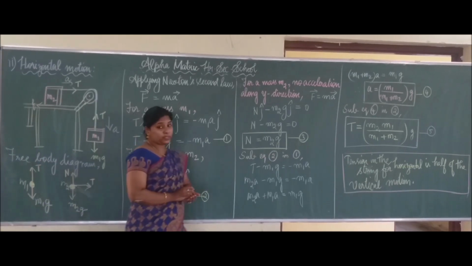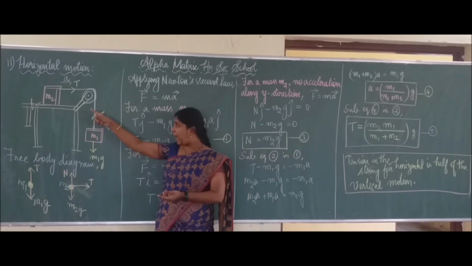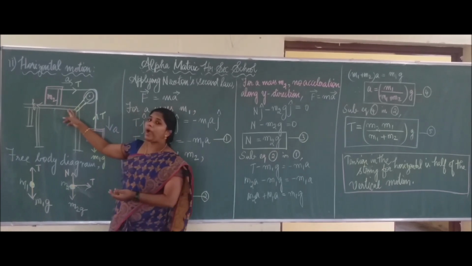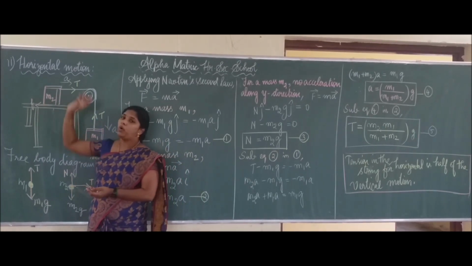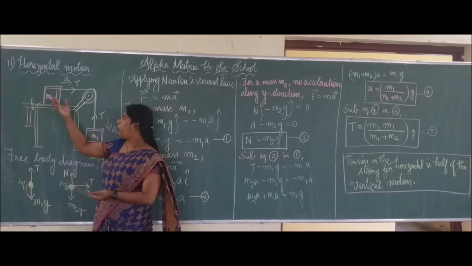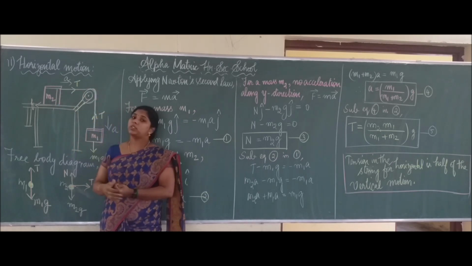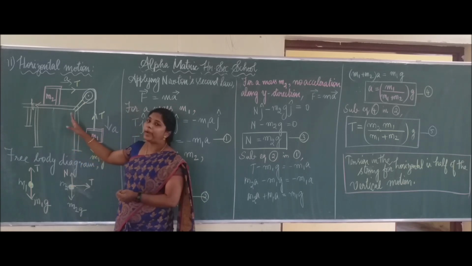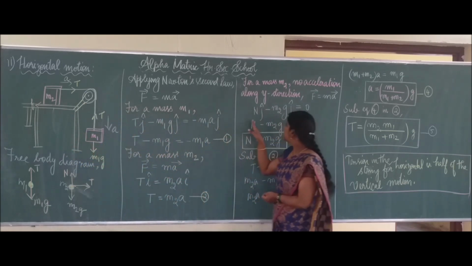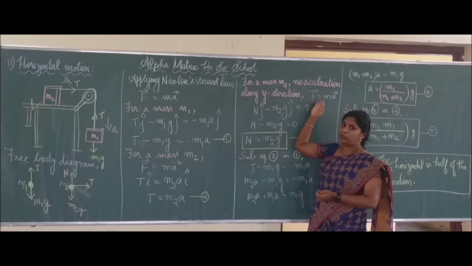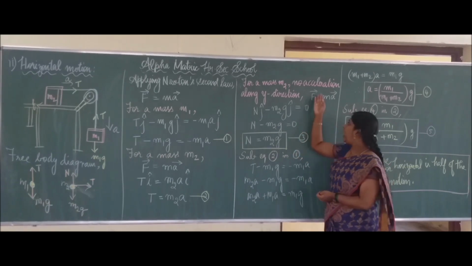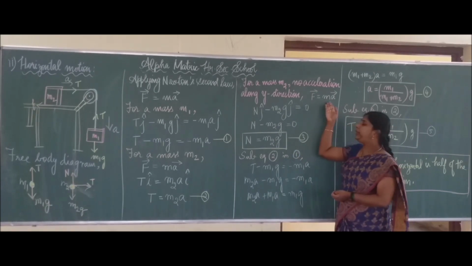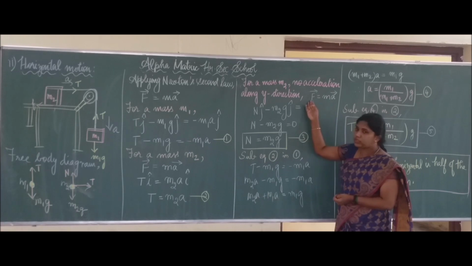Okay, and you see that for a body of mass m2, there is no acceleration acting in the y direction here, because the body can move along the positive x direction only. There is no acceleration acting in the y direction. So the same thing, we have to apply Newton's second law only. F vector equals m times a vector. So F is the total force.